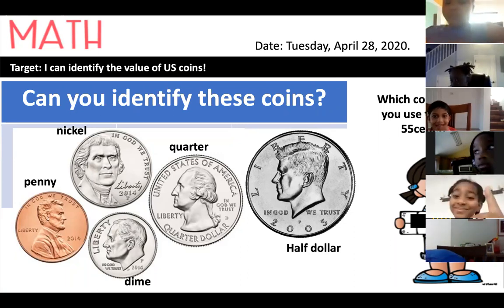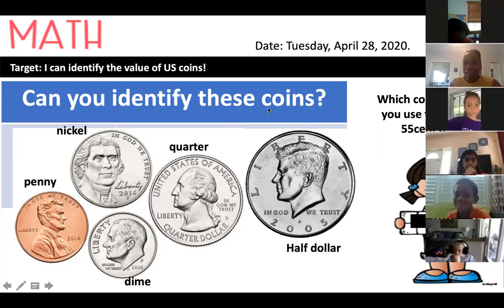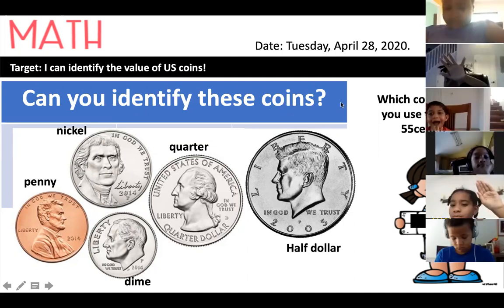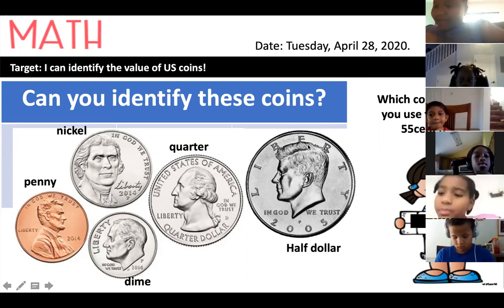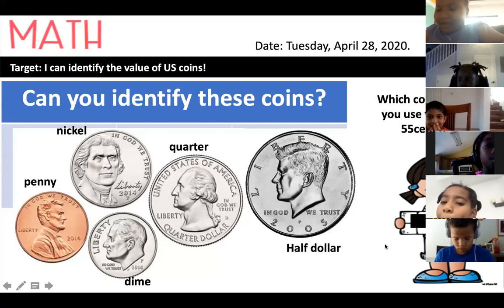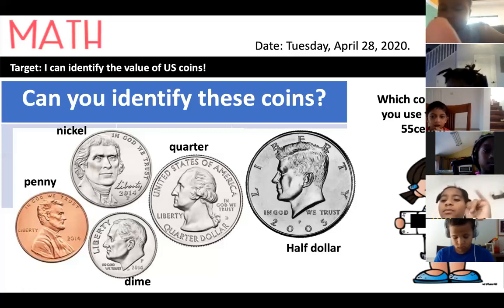Okay, who wants to share what their way would be? I'm going to begin with Amelia. Go ahead, Amelia, and tell me how you would go about making 55 cents using these coins. I would make 55 cents using a half dollar and also using a nickel. Good job, and very good, Amelia. Let's give her a silent clap.